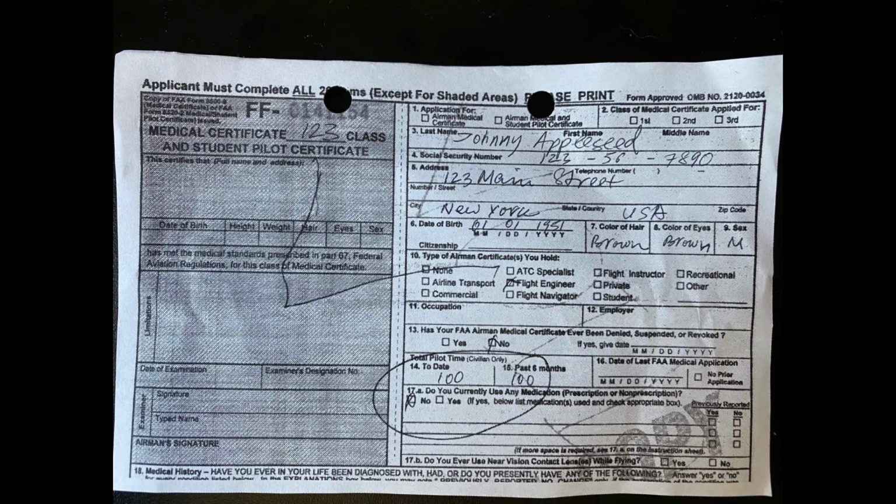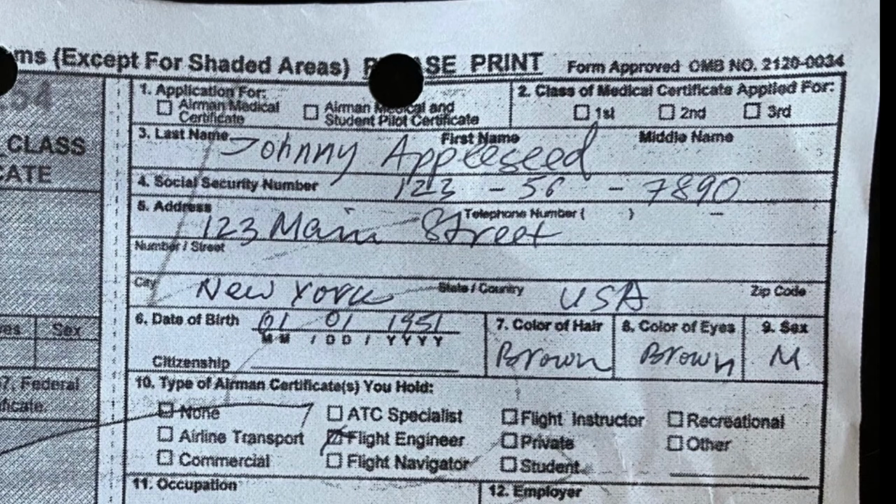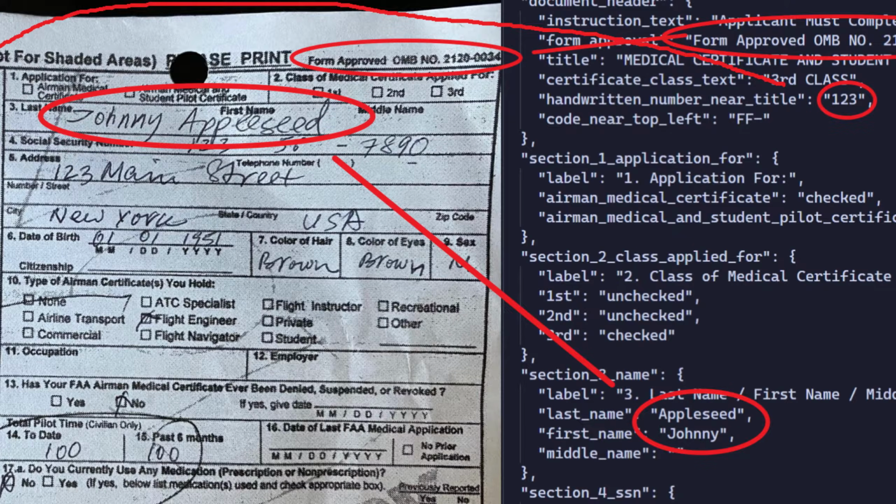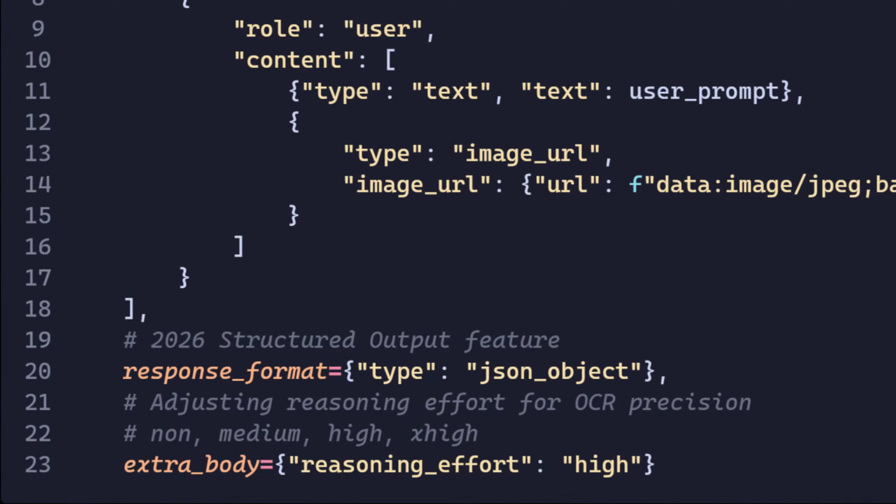Traditional OCR fails on documents like this, messy handwriting and complex layouts. But by tapping into the GPT 5.2 reasoning engine, we can reach 100% extraction accuracy by letting the model think before it speaks. The secret is the reasoning effort parameter.